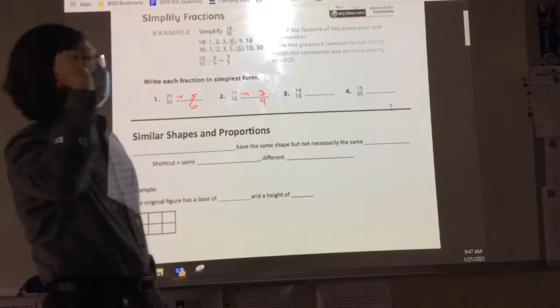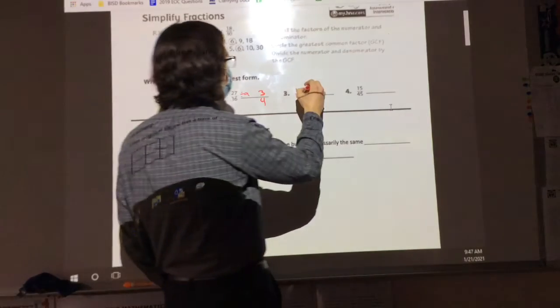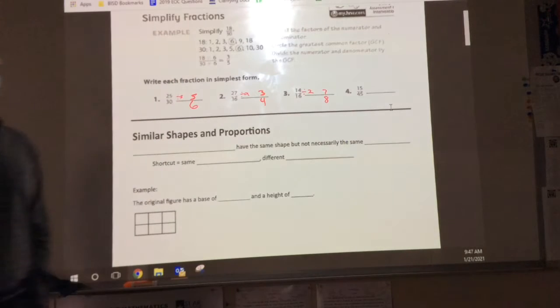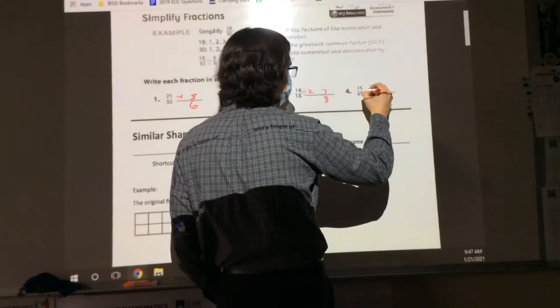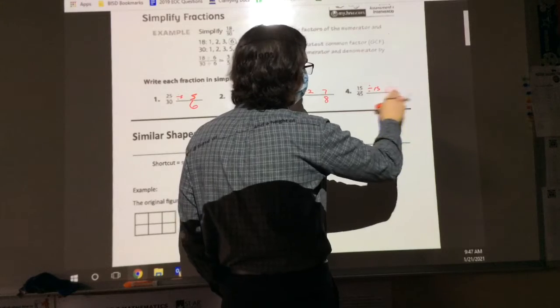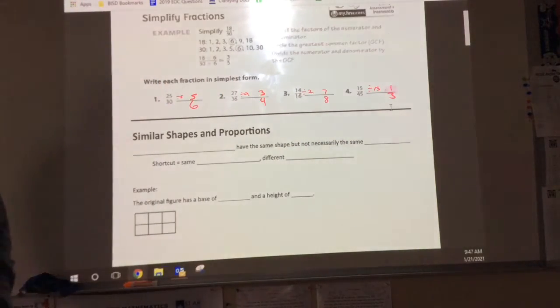Or what about 14 over 16? What can I divide those by? Is that 2? That gives me 7 over 8. And then finally, what about 15 over 45? Daniel? 15. I want to do that one. We end up with 1 over 3. Everybody feels pretty good about simplifying? I know it's your least favorite thing about fractions, but we're all decent there.